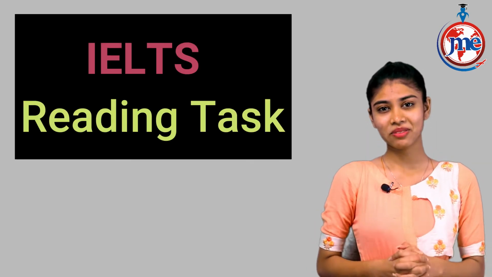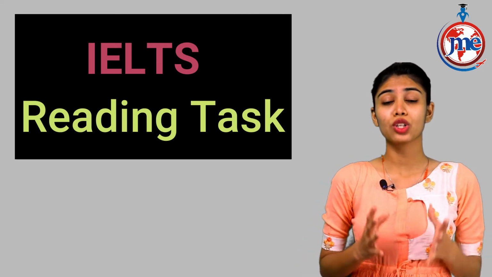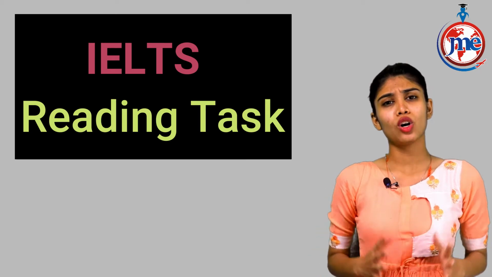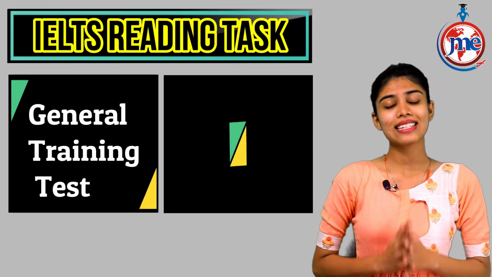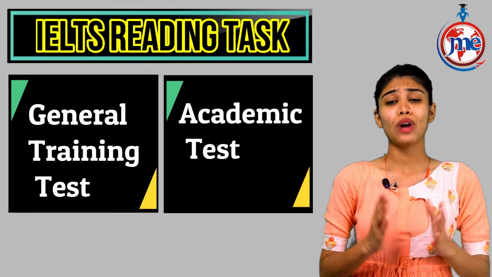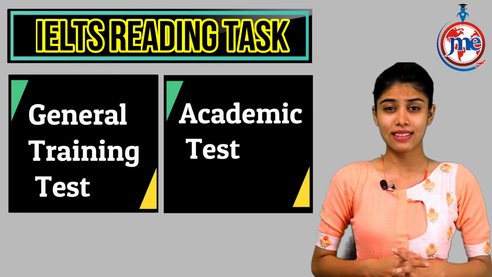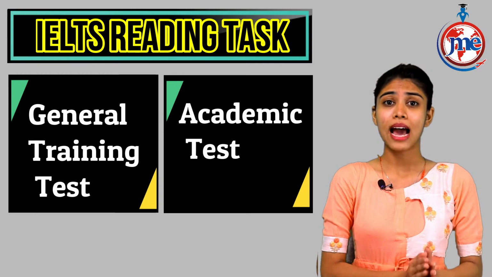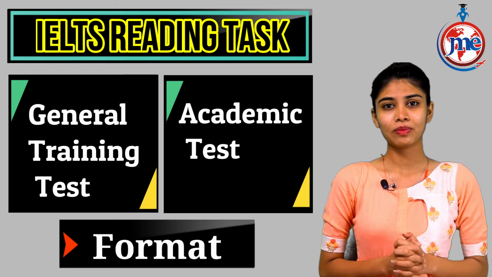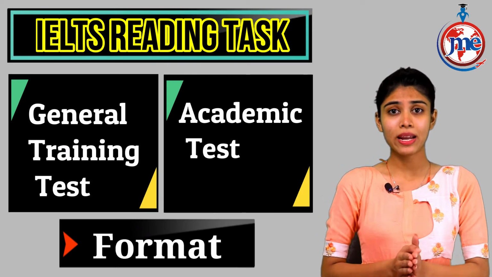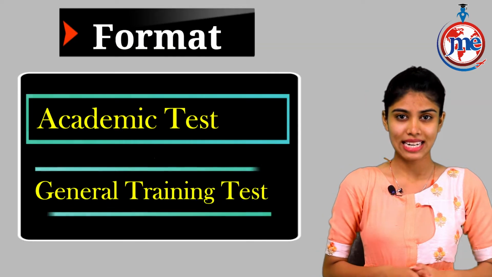IELTS reading task. So first of all, for your IELTS reading exam, you need to know about the exam. In your IELTS reading task, there are two types of exam, general training test and academic test. You have to choose whether you want to give the general training test or the academic test. After choosing the exam type, you need to know about the format of your chosen exam. Now I am going to explain the format for both types of test, academic test and general training test.